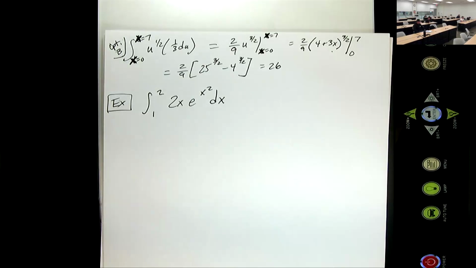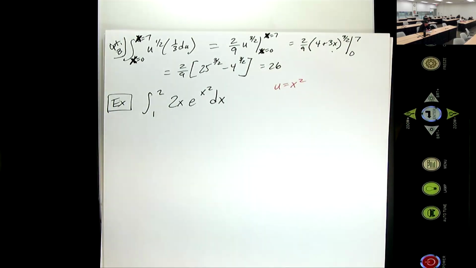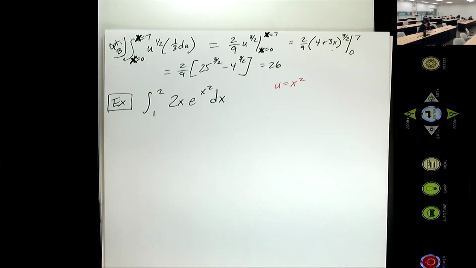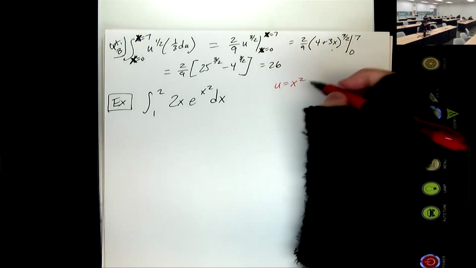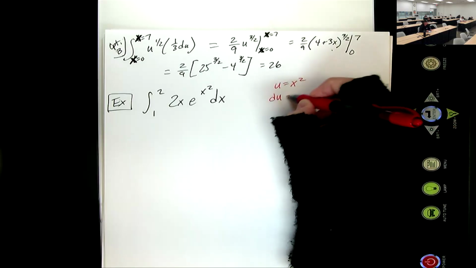Integral from 1 to 2, 2x e to the x squared dx. What works here? On x squared. I know that's what this chapter's on, you're trying to trick me. So if I take the derivative, what do I have? x squared, dx. I do not have x squared dx, or 2x dx.